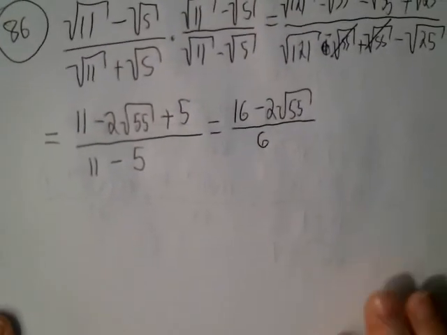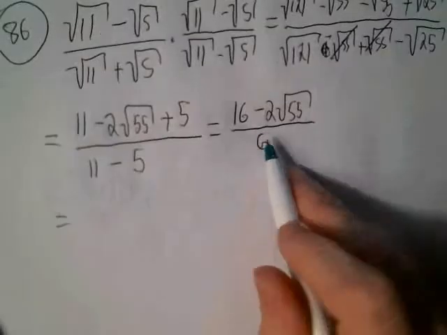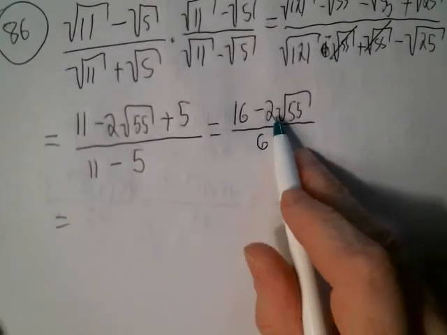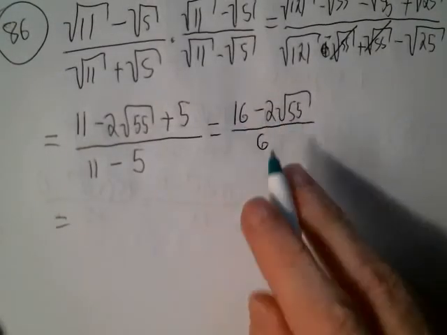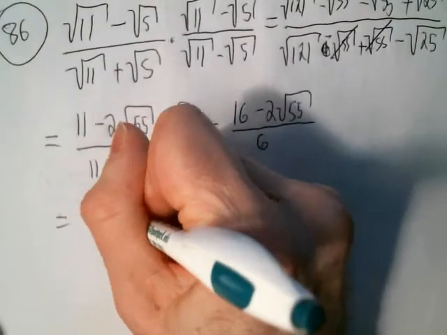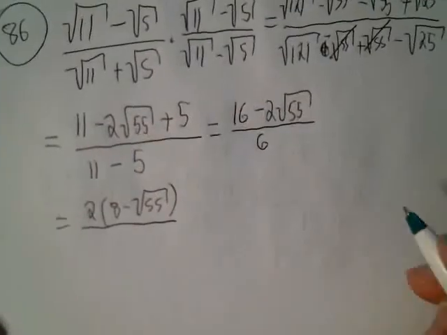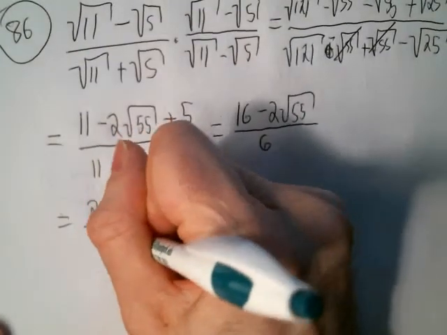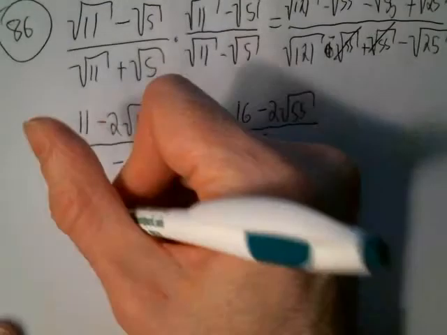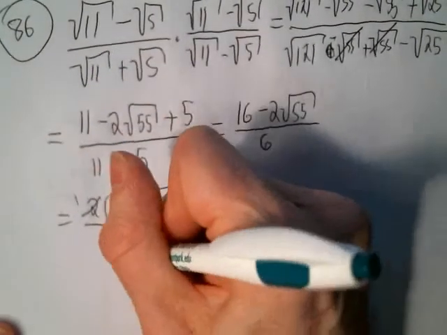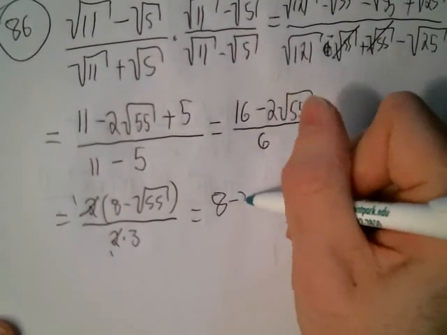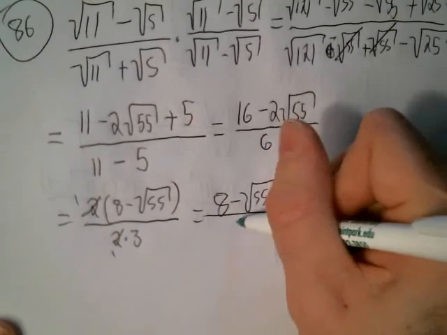And we should be able to simplify a little bit. So I want to factor these. I can pull a 2 out of the numerator and have 8 minus radical 55. In the denominator, 6 is the same as 2 times 3. And so I can remove the 2's. And I'm just left with 8 minus radical 55 all over 3.